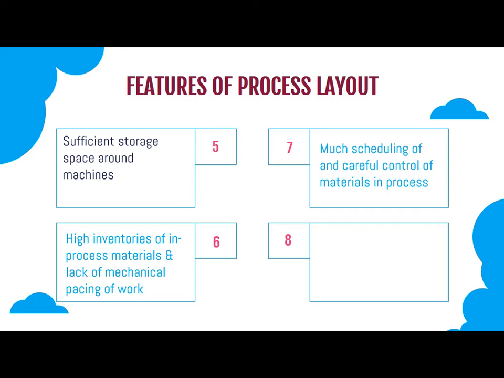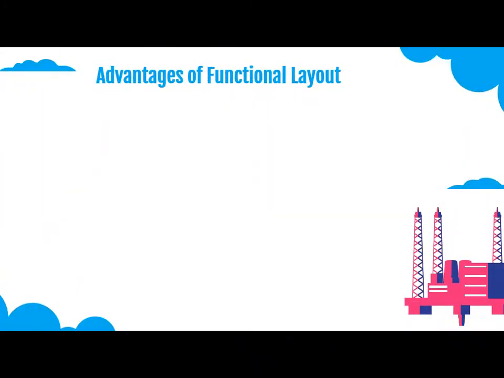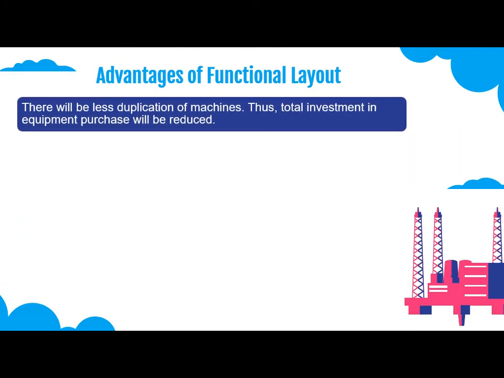much scheduling of and careful control of materials in process. General purpose materials handling equipments. These are the features of process layout. Now we will understand few of the advantages of process, that is functional layout. Advantages of process, that is functional layout.